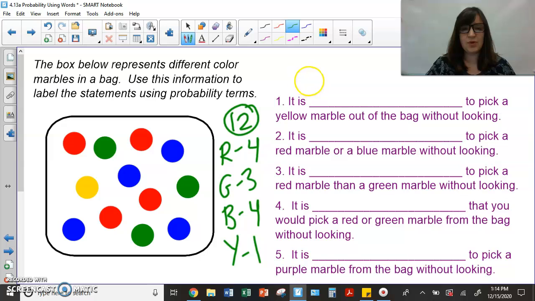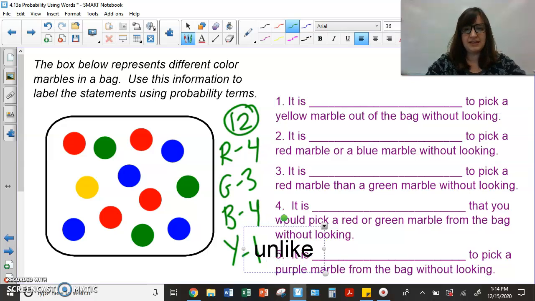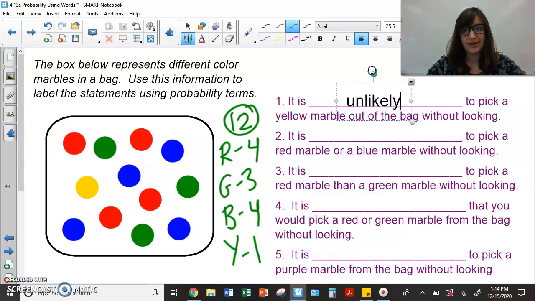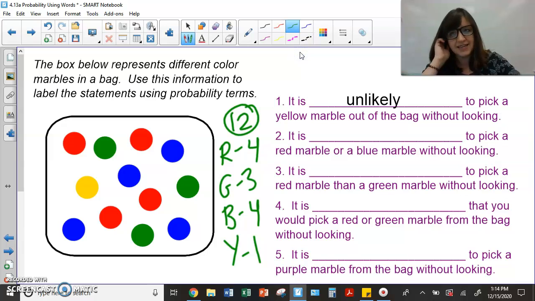Okay, so this statement says it is blank to pick a yellow marble out of the bag without looking. Well, a yellow marble is there, but if I were to reach in this bag and just grab one out without looking, I would probably pick one of these. It's possible that I pick this one yellow one, but it's very unlikely. So it is unlikely that I would pick out that yellow marble. Doesn't mean it's impossible because it's there, but it would be surprising if I did.